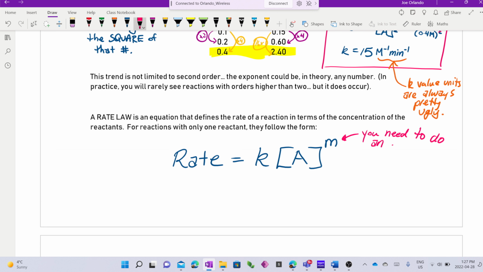And you need to do an experiment. Sorry, I will answer your question. I just don't want to lose my train of thought, which, as you know, I do. You need to do an experiment like above to figure out which exponent goes here.